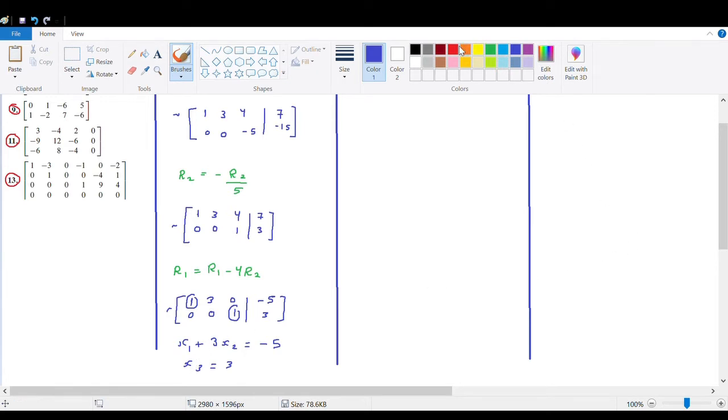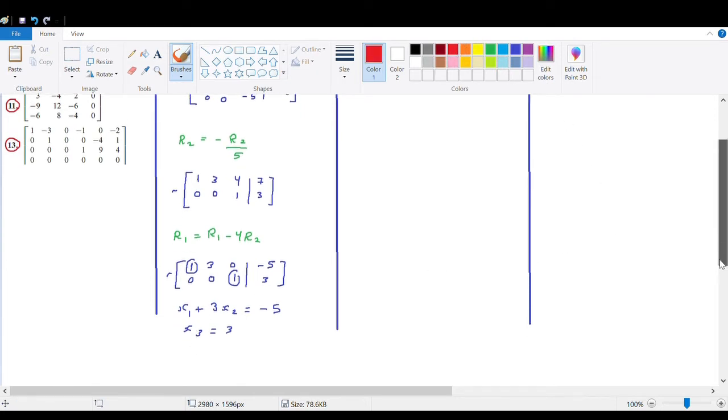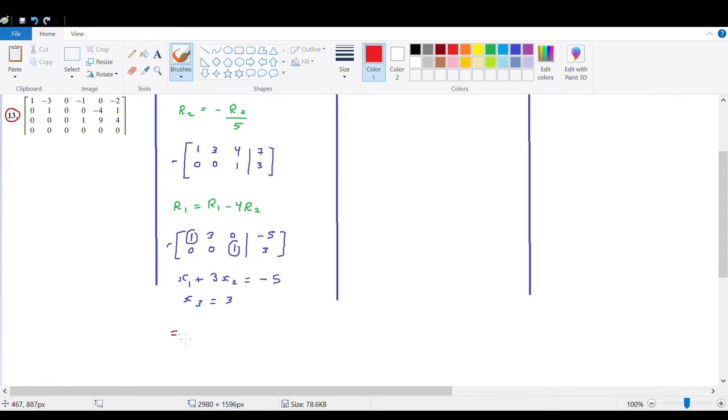So to write the general solution, we write x1 is equal to, sorry, minus 3 x2 minus 5. x2 is equal to x2 because it is free, and x3 is equal to 3. So this is the general solution for question number 7.